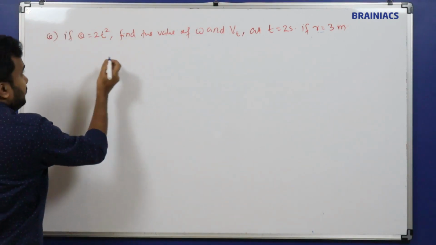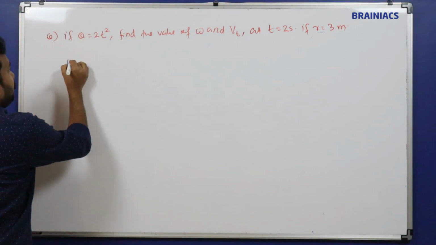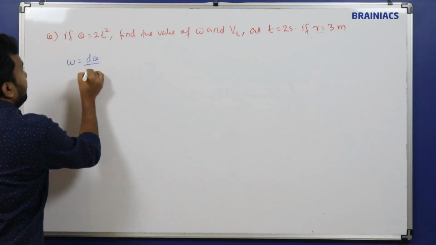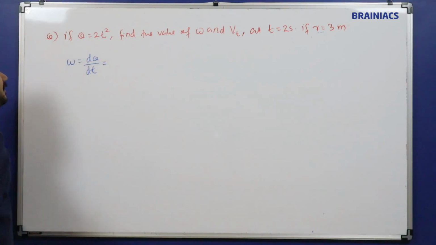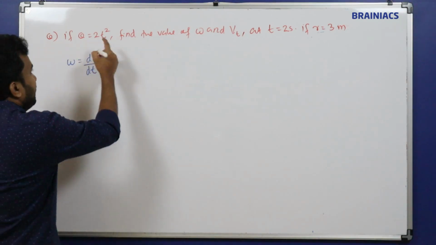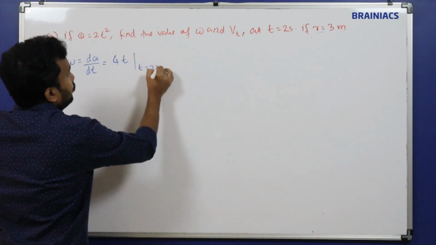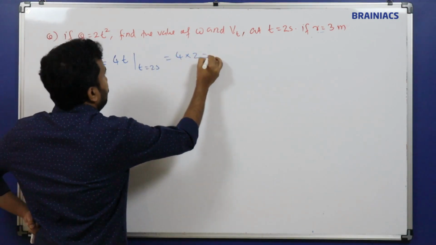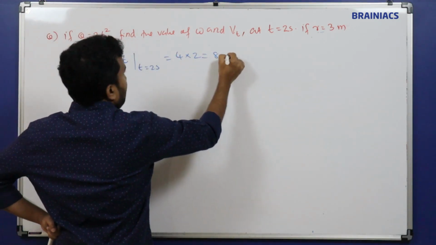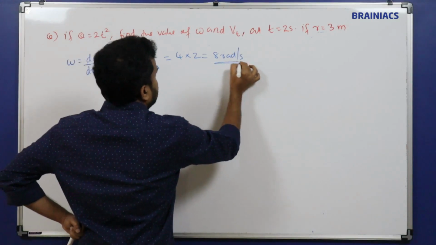Theta equal to 2t square. We know omega is equal to d theta divided by dt. Differentiating, we get 4t. Now 4t at t is equal to 2 seconds: 4 into 2 is 8. The unit is 8 radians per second.